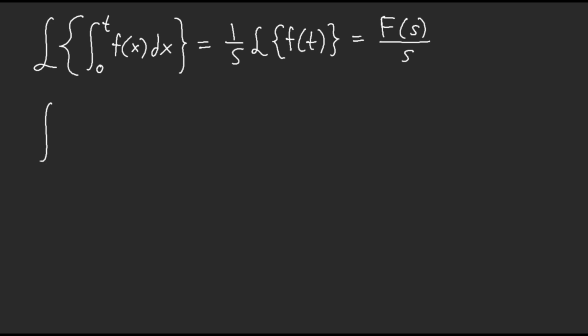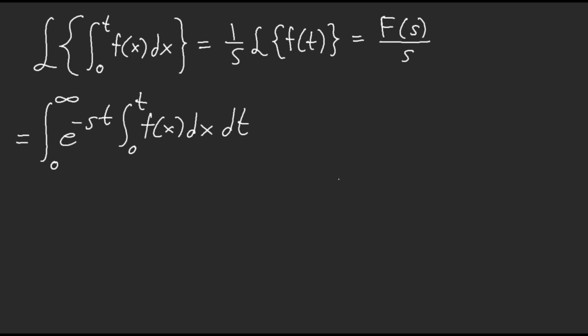If we were to have an integral from 0 to infinity of e to the negative st, and then our f of t is the integral from 0 to t of f of x dx, and of course dt. So we pretty much have an integral inside of an integral. But what you can do with integral functions is you can derive it, applying the fundamental theorem of calculus. So how do we do that? Integration by parts.